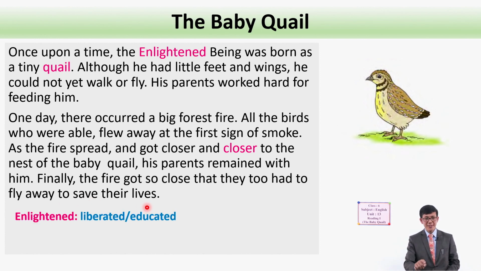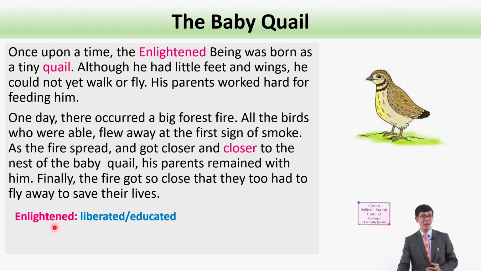And let's see some of the words there, okay? You might have highlighted some of the words there, so we'll just discuss. Enlightened, you have got there. The enlightened being was born. What does that enlightened mean? That means liberated, or you can say educated. For example, let's say Gautam Buddha. Gautam Buddha was enlightened. You can say Buddha. We call him Lord. So Gautam Buddha was an enlightened person, right?